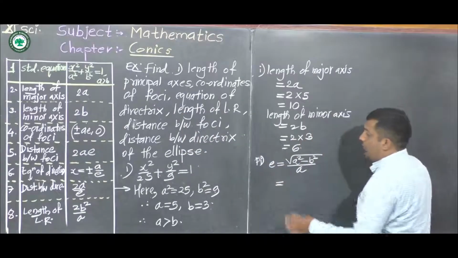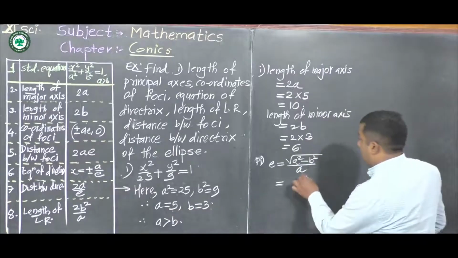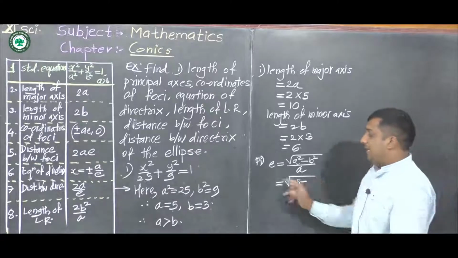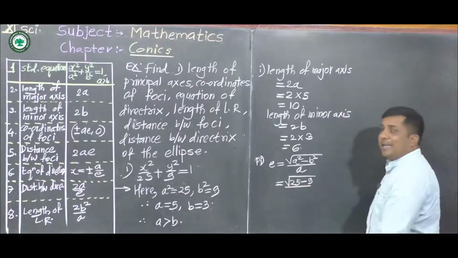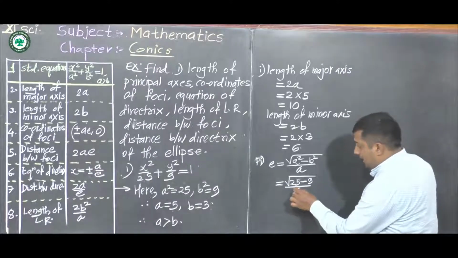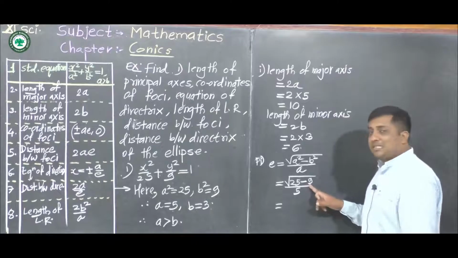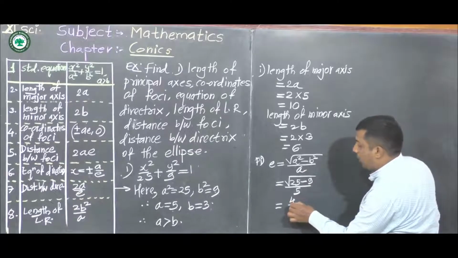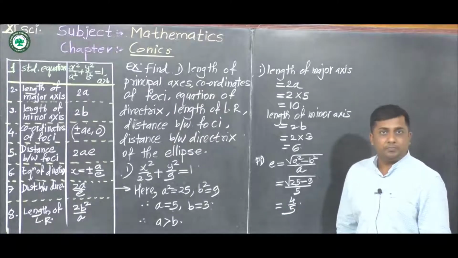Now here we know a is 5, so a square is 25, minus b square, and we know b is 3, so b square is 9. This is divided by a, which is 5. We know 25 minus 9 is 16, and the square root of 16 is 4. So we get 4 by 5.